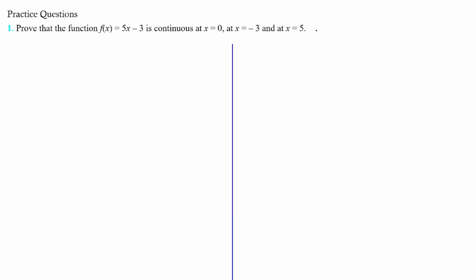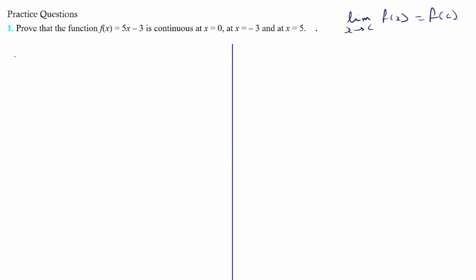Now these are some additional questions which I have taken to understand the concept of continuity better. First one, prove that the function f of x equal to 5x minus 3 is continuous at x equal to 0, x equal to minus 3 and at x equal to 5. Now to prove that a function is continuous, it is enough if we prove limit x tends to c of f of x is equal to f of c.